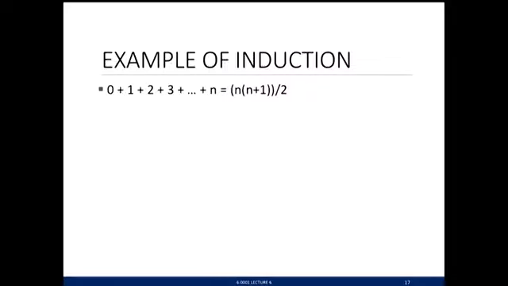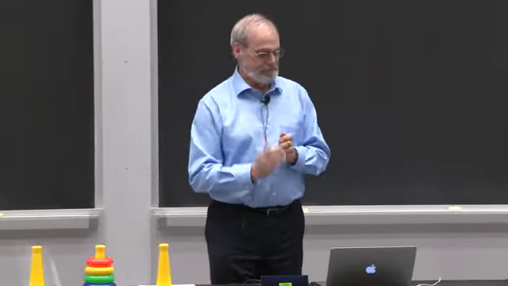If I add the integers from 0 up to n, or even from 1 up to n, I claim that's the same as n times n plus 1 over 2. So 1, 2, 3, that's 6, right? And that's exactly right. 3 times 4 divided by 2 gives me 6. How would I prove this?